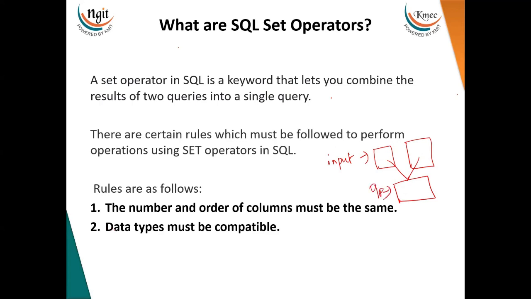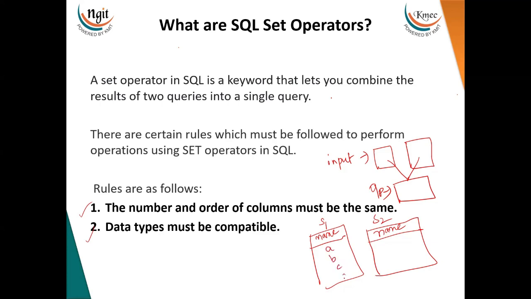The number and the order of columns must be the same. And the second one is that data types must be compatible. Example, here I have a table called S1, and in S1 there is only one attribute. Let the attribute be name. And there is another table, say S2, and this also contains only one attribute called name. Under S1's name column, let the names be A, B, C, and D. Under S2's name column, we have several names. Let the names be A, E, F, and G.